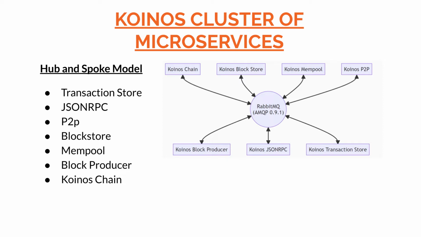Microservices represent a core service that provides the functionality of a blockchain. The Koinos engineers' experience in building the blockchain has led to these 7 main microservices: the Koinos chain, Koinos block store, the Koinos mempool, the Koinos P2P, Koinos block producer, JSON RPC, and the transaction store.